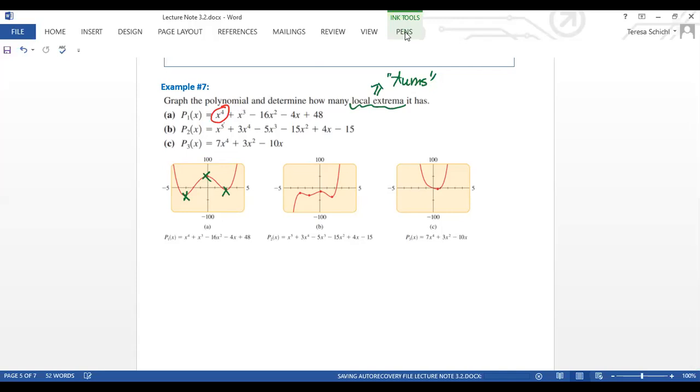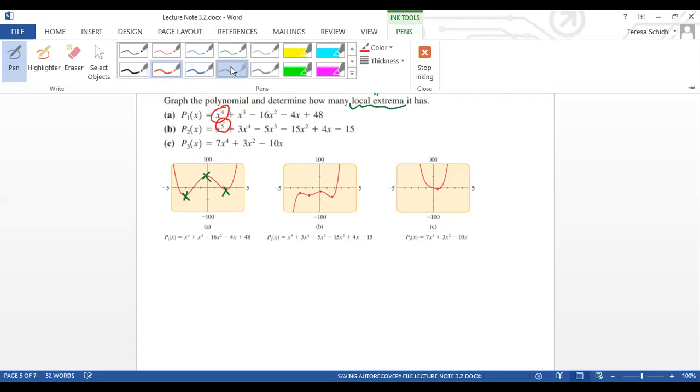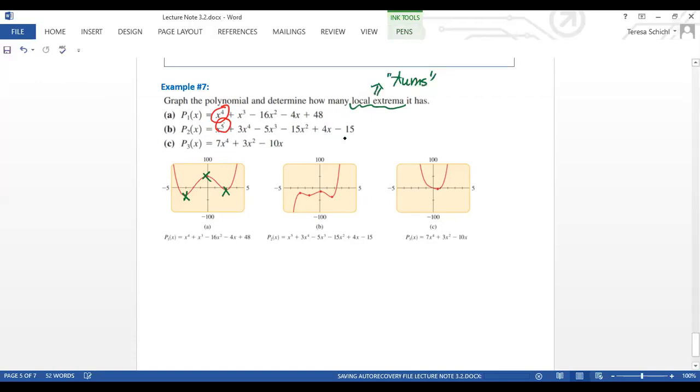Take a look at the second one. The second one is x to the 5th. So how many maxima and minima can I have? I cannot have more than 4. Let's take a look. This is a local max, local min, local max, local min. So I have 4. That means at the most, that's all I can have.